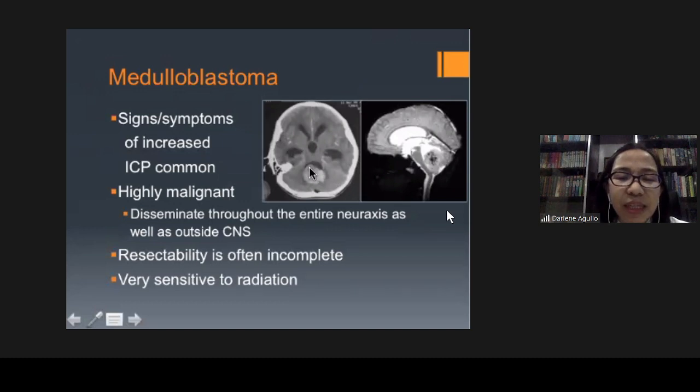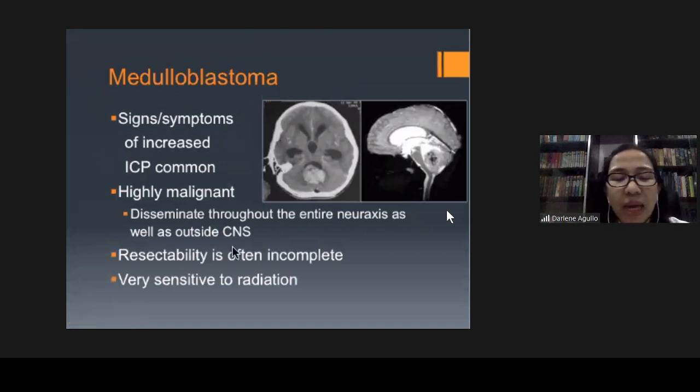So this is the lesion, the tumor. This is highly malignant, no? Kaya kawawa pag nadadiagnose mo yung pasyente na may medulloblastoma. So this is highly malignant and tumor cells disseminate throughout the entire neuraxis. This is sagittal. Ito yung tumor. So, nagkakaroon sila ng mga drop metastasis, pumupunta sa spinal cord. We call it drop metastasis. And even outside the CNS, nadadala ng dugo, kung saan-saan.